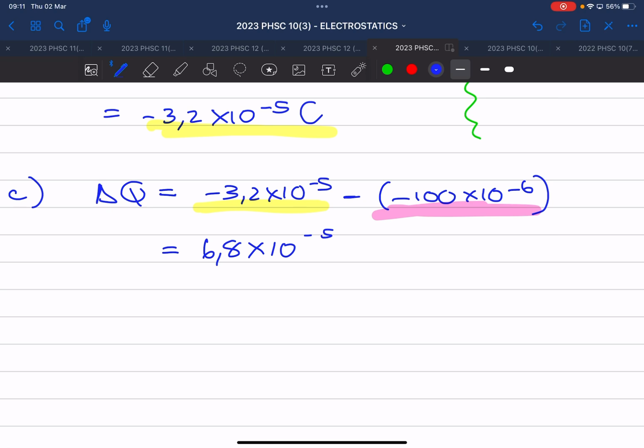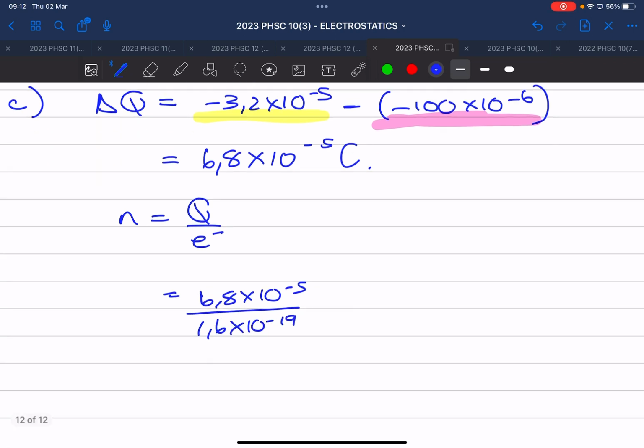Okay, so that's the charge that was lost, the charge that was given away, but we don't want to know the charge that was given away. We want to know how many electrons were given away. So we're going to say, how many electrons is charge over the charge of an electron? 6.8 times 10 to the power -5 divided by 1.6 times 10 to the power -19.